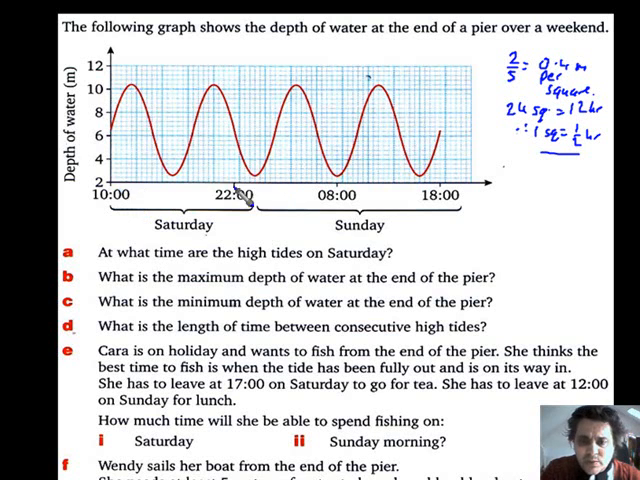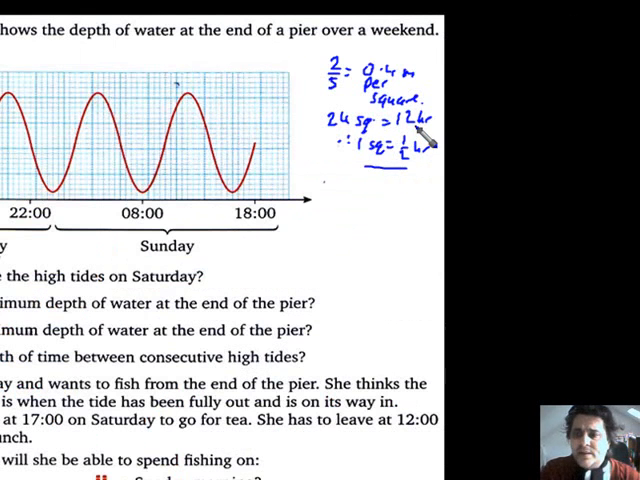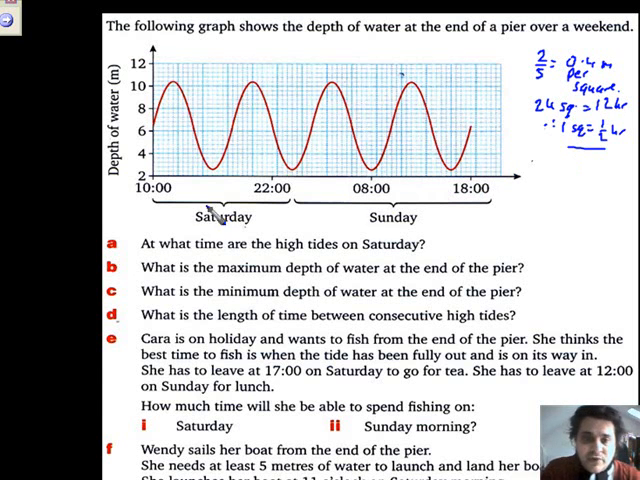From 10 o'clock to 2200 hours, that's 12 hours there, from 10 in the morning to 10 at night. So I counted 24 squares there, so 24 squares is 12 hours, 1 square is half an hour. So with this in mind, we're going to proceed with this very awkward, clumsy question. It's quite hard to read off the screen as well.